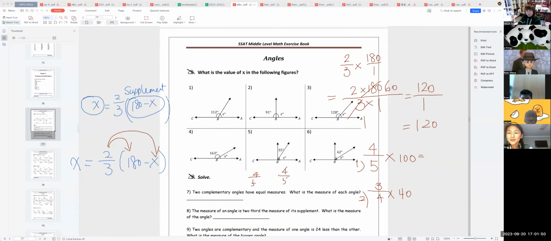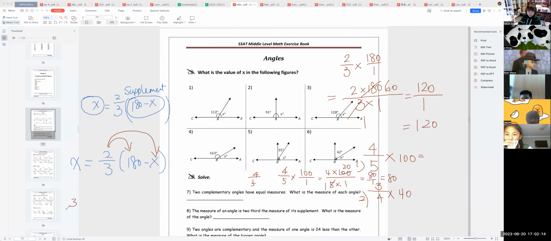Four over five times 100 over one. Get it, Athene? Okay, that was Enzo's job. So 4 times 100 over 5 times 1. Get it, Athene? So 100 divided by 5 equals 20. 5 divided by 5 equals 1. So it's 80 over 1. So the answer is 80.